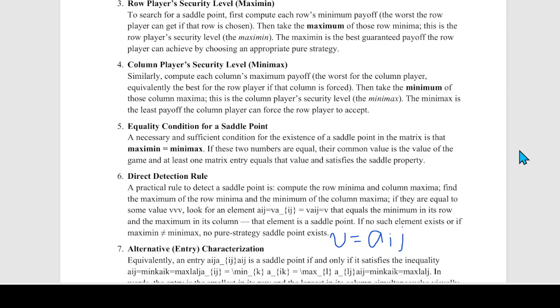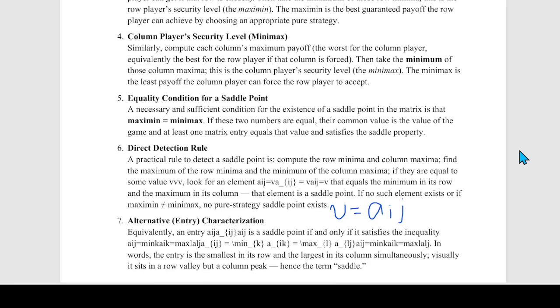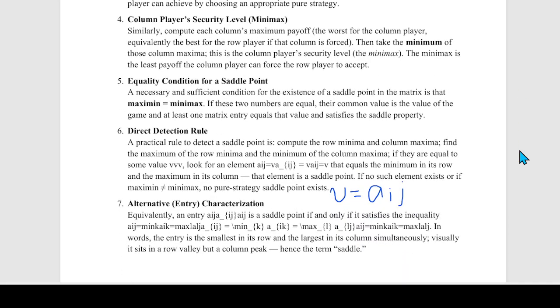Now, when does a saddle point exist? A saddle point exists if the minimax and the maximin values that we have found are equal. If they are equal, then the saddle point exists.